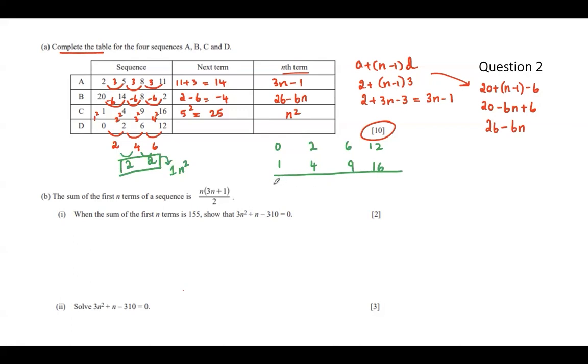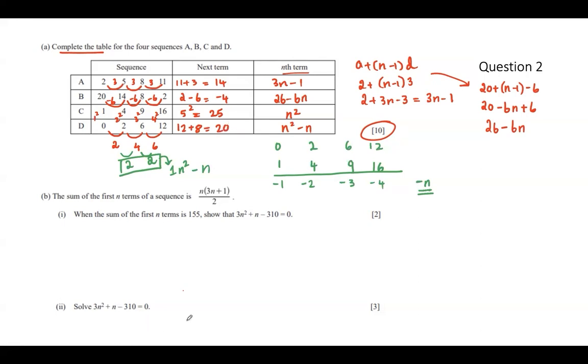And what's the value we get? We have -1, we have -2, we have -3, we have -4, and so on, which is nothing but negative n. So the value is going to be n square minus n. Of course, not to forget, the next term is going to be 12 plus 8, which is going to be 20.